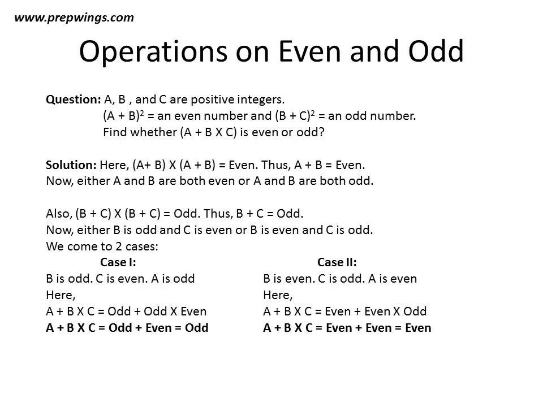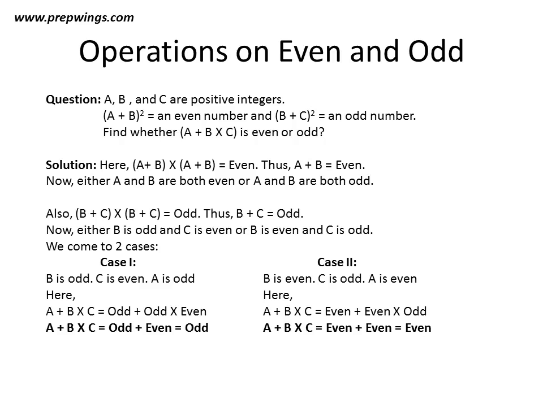Okay guys, so now we will use these things to calculate our answer. So the expression that we are given is A plus B into C. So in case 1, A is odd, B is odd and C is even. So we'll plug that in. So what we get is odd plus odd into even. That results in odd. So case 1 results in odd as our answer. In case 2, our expression A plus B into C becomes even plus even into odd. That results in an even number.